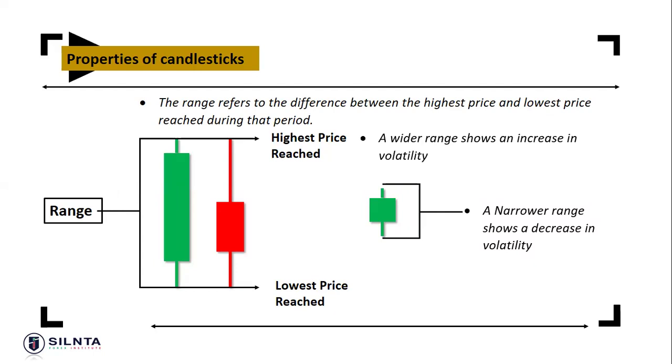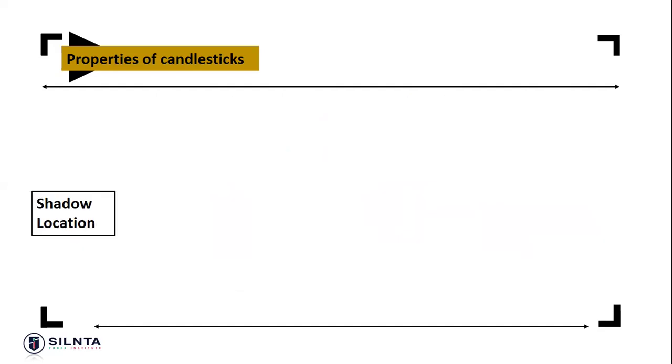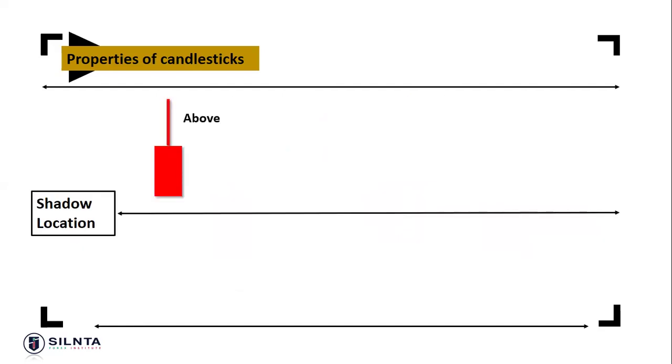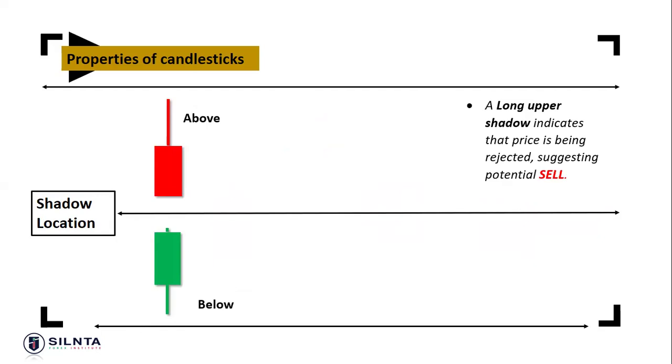That's the price. It shows the price didn't really move. Shadow location: we move to above when the shadow is on top. And then here at the second case, the shadow is at the bottom, right? A longer upper shadow, when the shadow is on top, indicates that price is being rejected, suggesting a potential sell.